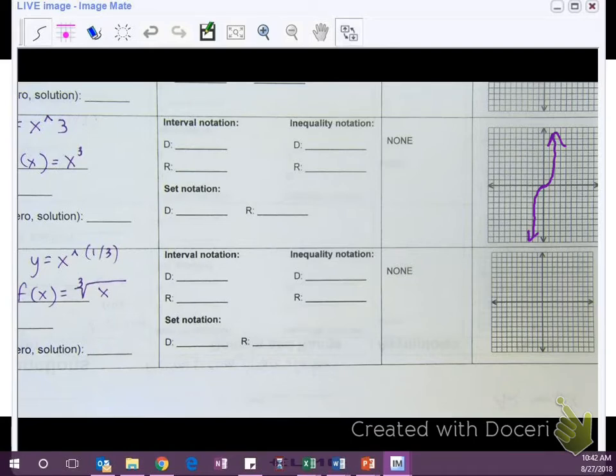This function, even though it looks like it's very skinny, it's obvious that it's going up and down, right? But as it's going up and down, it's also getting wider and wider, just very, very slowly. So what will the domain be?